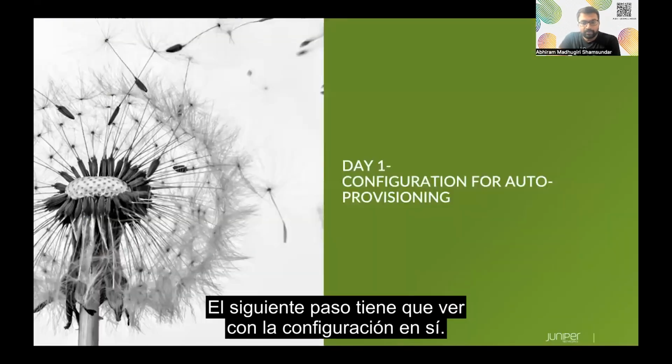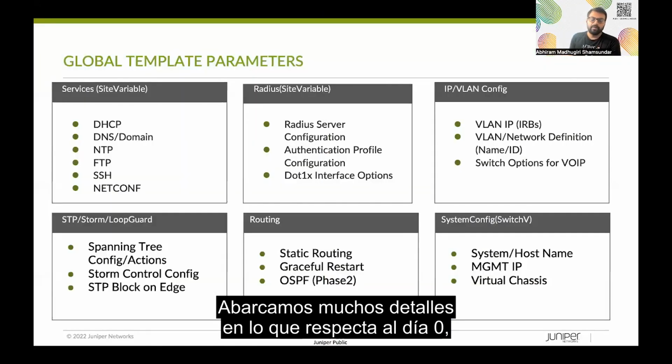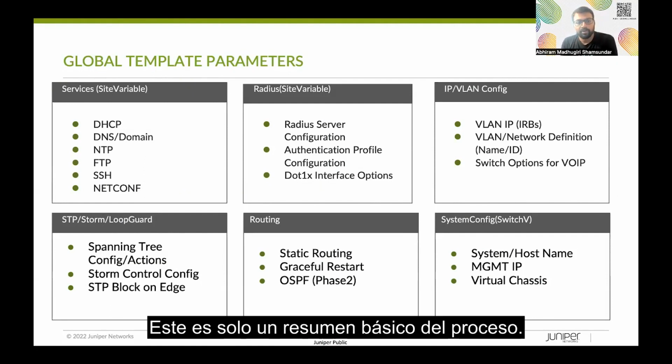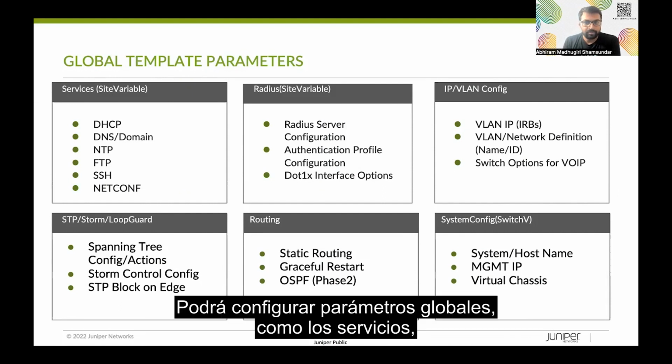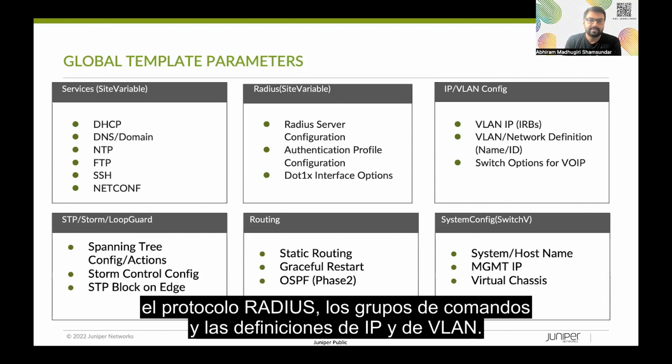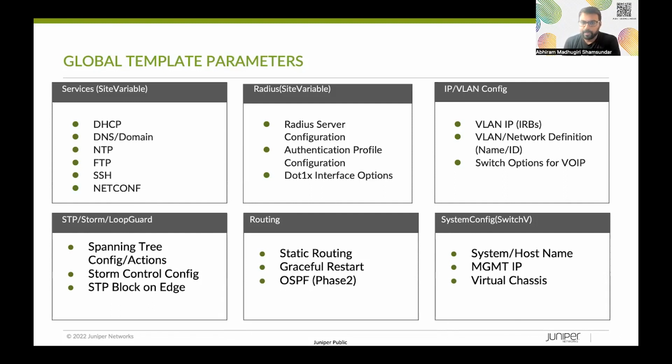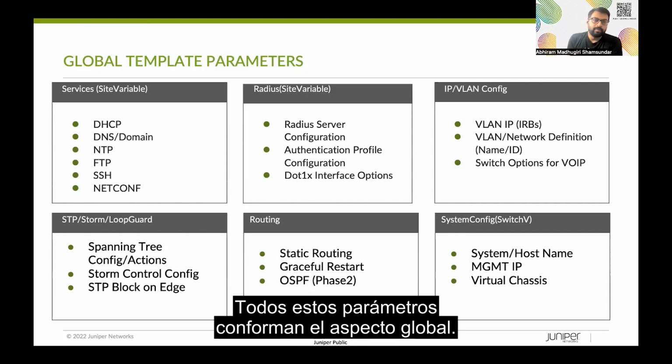The next part of the story is the actual configuration itself. There's a whole lot of depth that we go into in terms of day 0, day 1, in the subsequent videos. This is a primer on how this is done. You'll be able to configure global parameters like services, RADIUS stanzas, IP definitions, and VLAN definitions. Similarly, anything that you think of from a routing perspective as well as spanning tree perspective. All of these form the global piece.